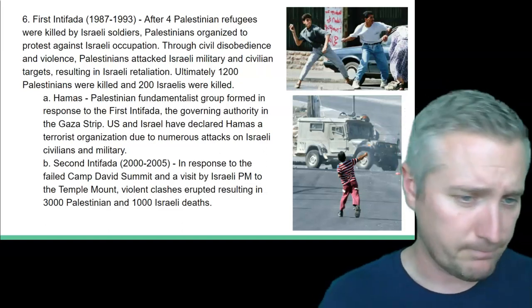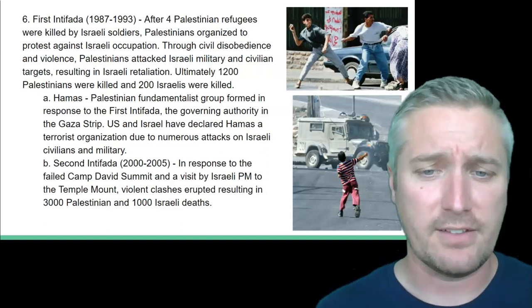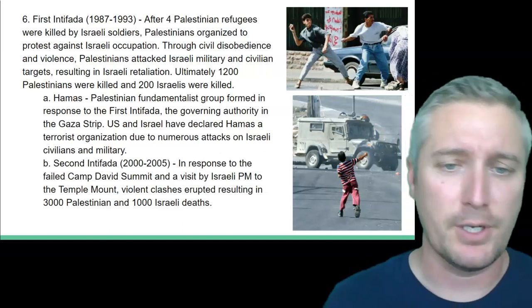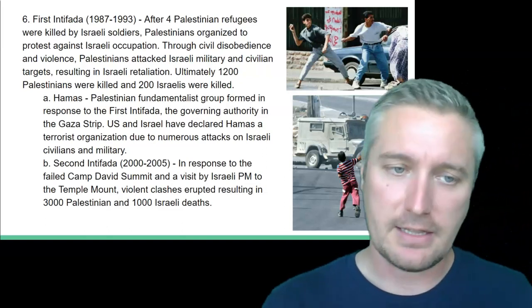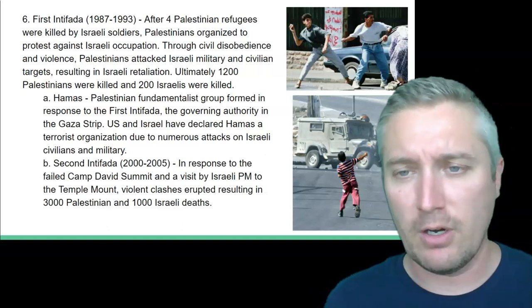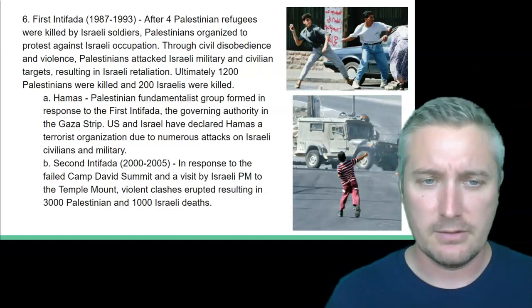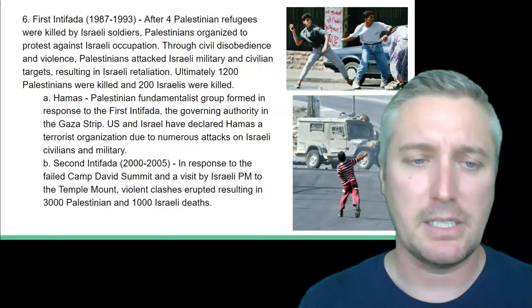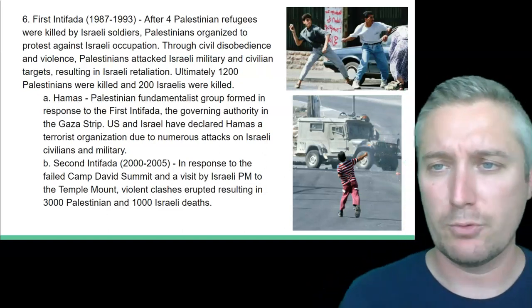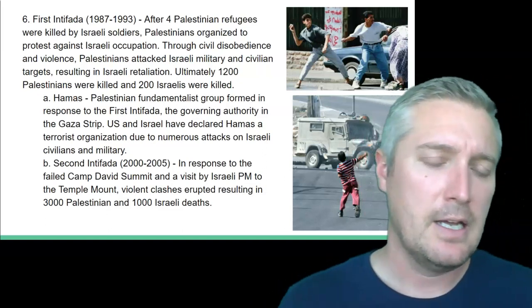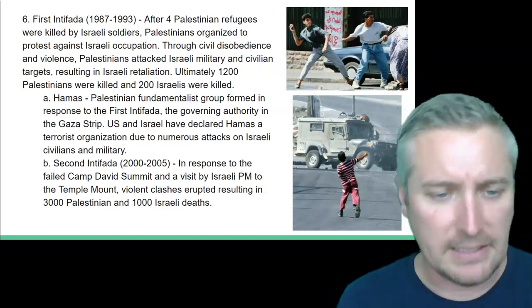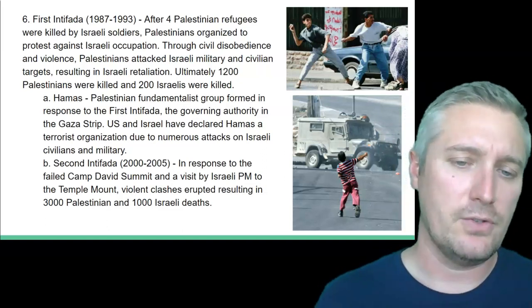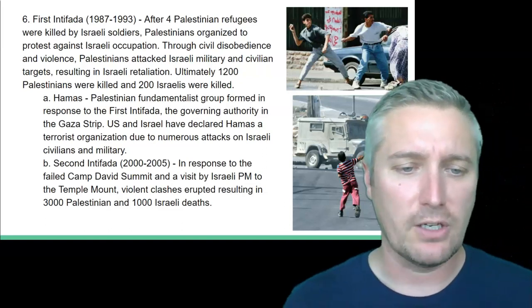Today it is not only considered a terrorist organization by the United States, but frankly, it's become the governing authority in places like the Gaza Strip. So when you hear of Hamas, that is the Palestinian fundamentalist group that was formed in response to this first Intifada and governs currently the Gaza Strip. Now, there would sadly be a second Intifada in 2000 that would last for about 5 years.